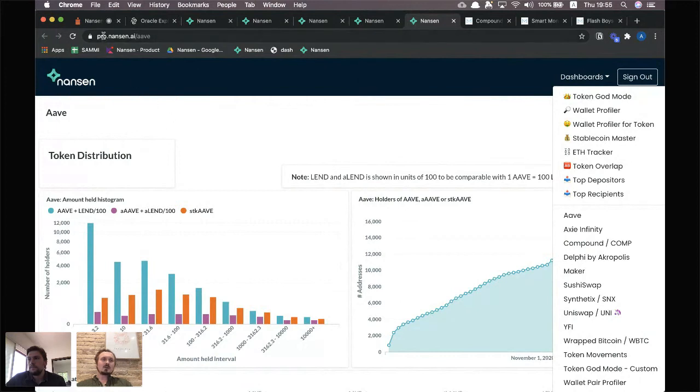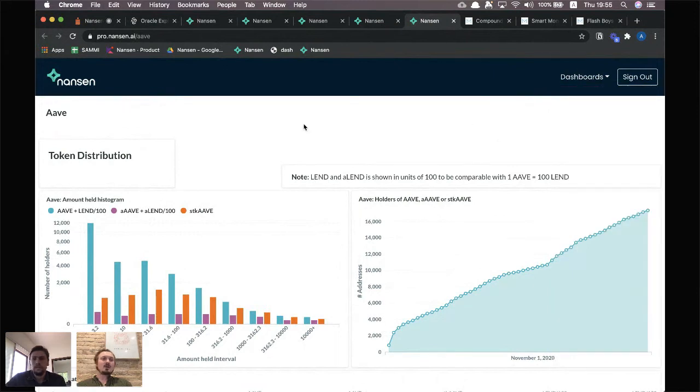Aave. Or you can just go to pro.nansen.ai/Aave, and you'll be taken to it. And if there are any non-customers of Nansen, like you don't have an account yet, this is actually one of the few dashboards that is available for free. So you don't actually even need to have an account to see this dashboard.